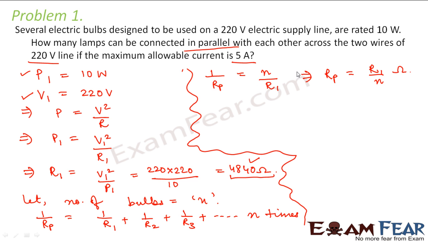Now for the entire circuit as a whole, if you look at the circuit as a whole, how much current is allowed to flow in the circuit?